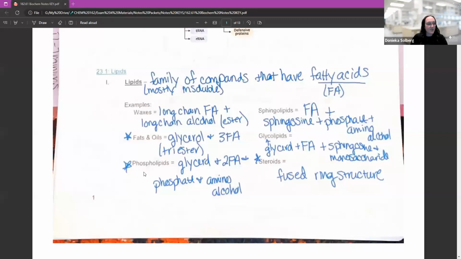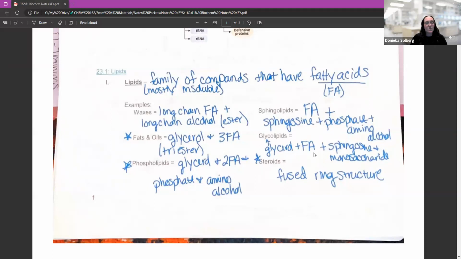Phospholipids, as you might suggest, phospho means that you have a phosphate group on there. So instead of having three fatty acids on a glycerol, you have a glycerol with two fatty acids and a phosphate group with an amino alcohol. Sphingolipids are fatty acids with sphingosine and a phosphate group with an amino alcohol. So we're substituting some of those fatty acids. A glycolipid is a glycerol still with a fatty acid and a sphingosine and a monosaccharide, which is a sugar.